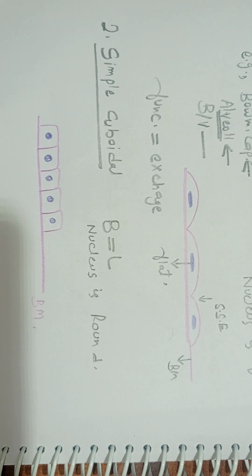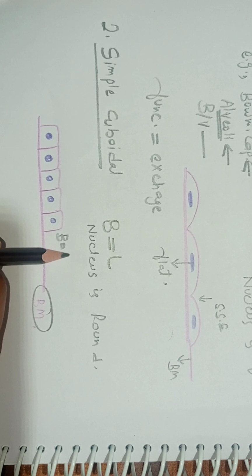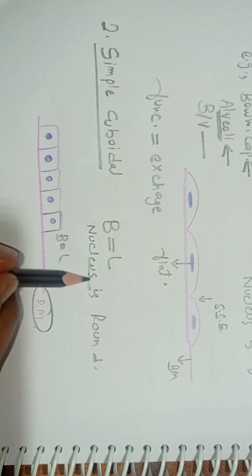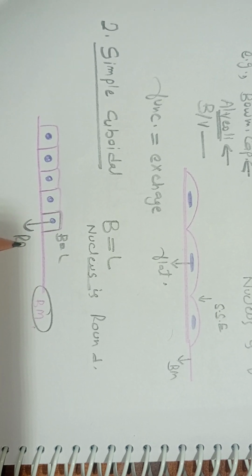What do we find in this diagram? We find a basement membrane because it is simple epithelium, a single layer of cells. It is cuboidal epithelium. Why? Because the breadth is equal to the length of these cells, and the nucleus is round, as you can see.